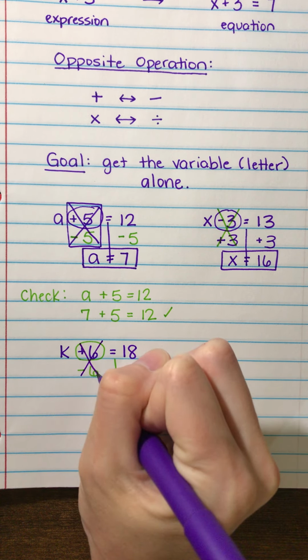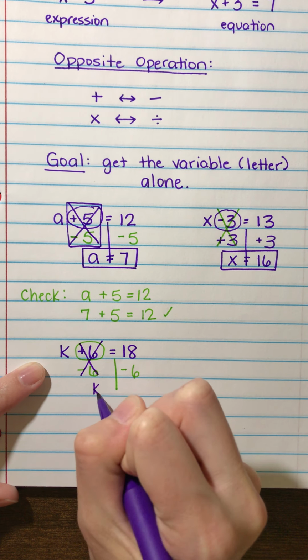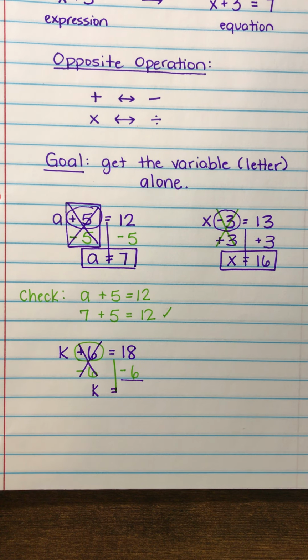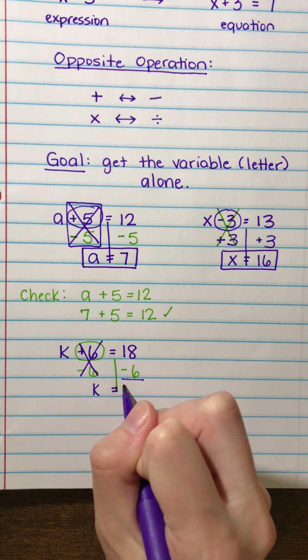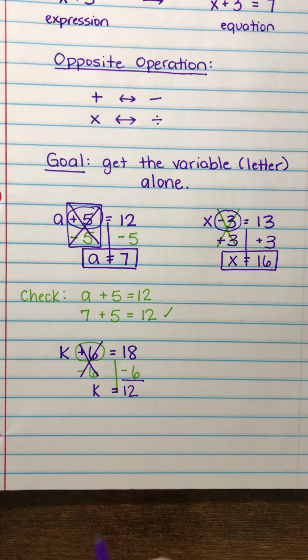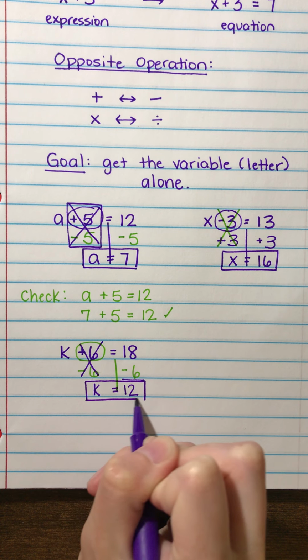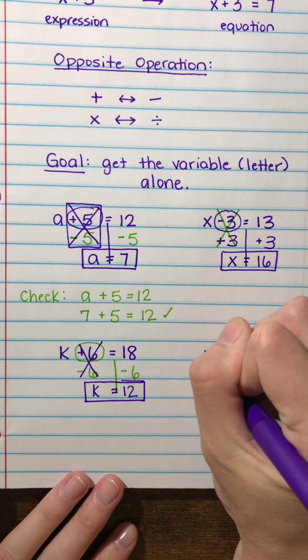My opposites cancel out, they go away. I am left with the letter K on this side, and all I have to do is solve the subtraction problem on the other side. 18 minus 6 leaves me with 12. Again, that's my answer. I was able to find one number that equals the letter, and I can check it just to make sure if I don't know if it's correct. All right, and one more like this.